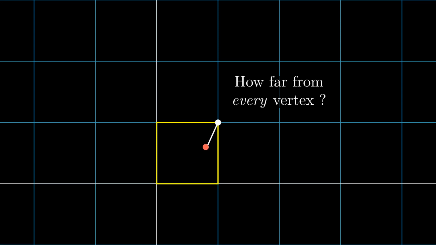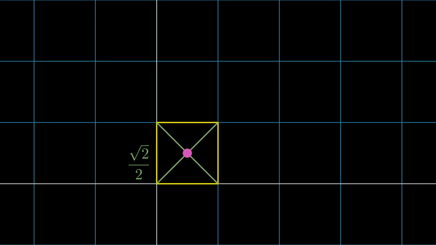I'll illustrate the minimum distance from a point to a vertex on screen. What we're looking for is the maximum length of that line. You may intuitively think that this maximum distance is achieved when the point is smack dab in the middle of the square. And you'd be right. We reach a distance of square root of 2 over 2 from any vertex.